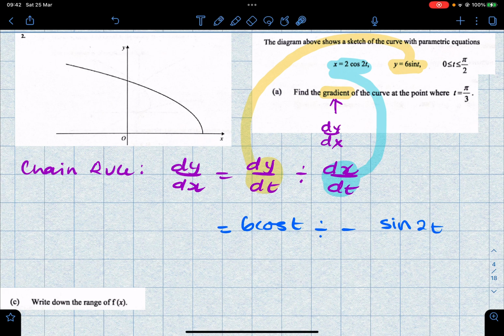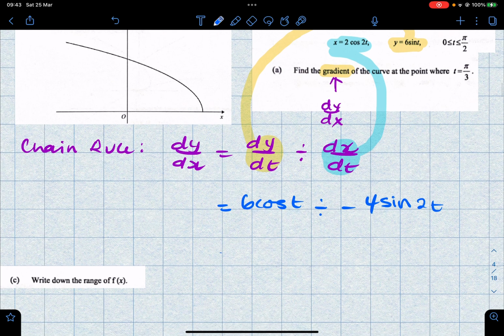Now, when you differentiate a trig function, you need to keep the bit between brackets so that 2t doesn't change. But you need to multiply by the derivative of 2t, which is 2. And you already have a 2 there, so you have 2 times 2, so that's 4. So the answer for dy by dx is 6 cosine t divided by minus 4 sine 2t.